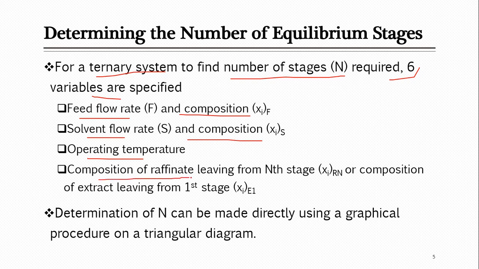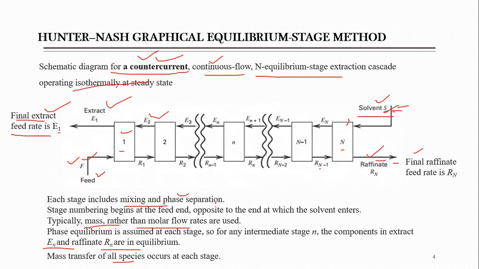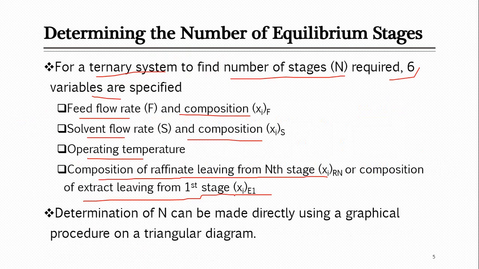The 6th one can be either the composition of raffinate leaving from the end stage, or the composition of the extract leaving from the first stage, like E1. So one of these will be enough. But if both of these are given, then maybe some other component will be missing, maybe solvent flow rate or feed flow rate, because overall 6 parameters are necessary. We will discuss further, and you will see that we will definitely be looking for 6 variables to solve the system.